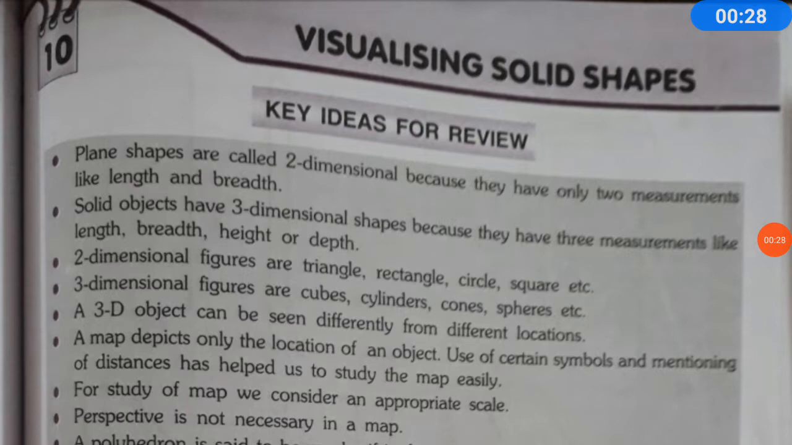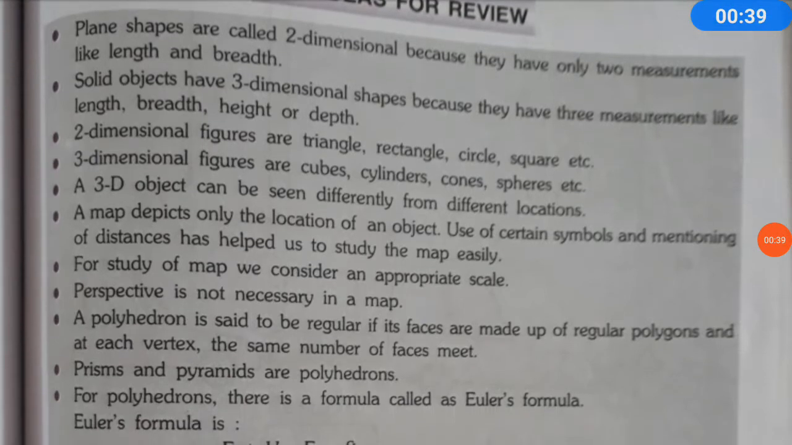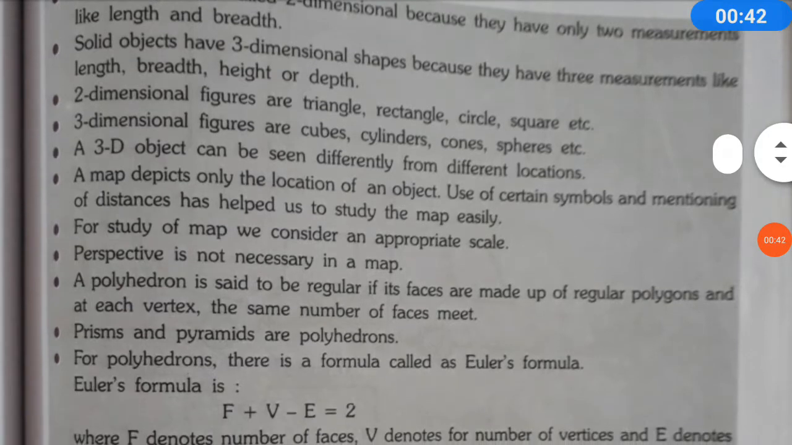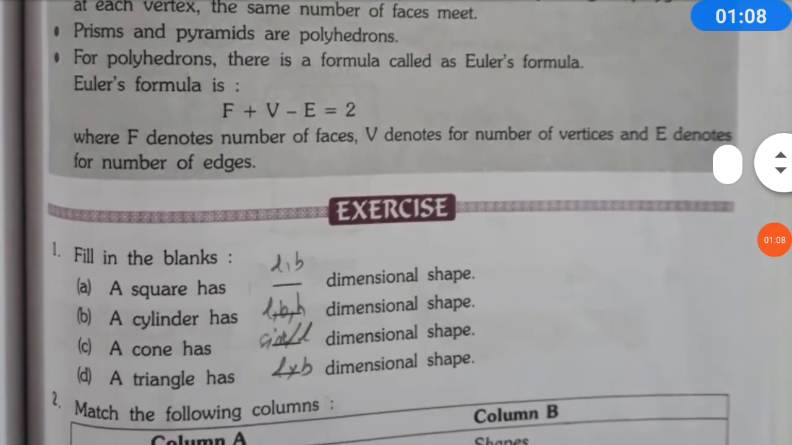Okay, so key ideas for review, that means a simple one line definition is being given. So what is Euler's formula? Remember that Euler's formula in this chapter is very important. One or two questions can come in your exam also. As you know, what is a three-dimensional figure, what is a two-dimensional figure? In a two-dimensional figure, length and breadth are observed, while in a three-dimensional figure, length, breadth and depth or height are observed. Okay, now directly we are going to move to our questions, that is the exercise.